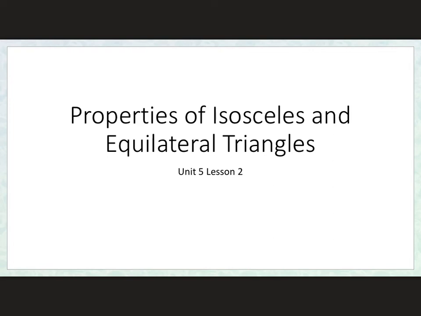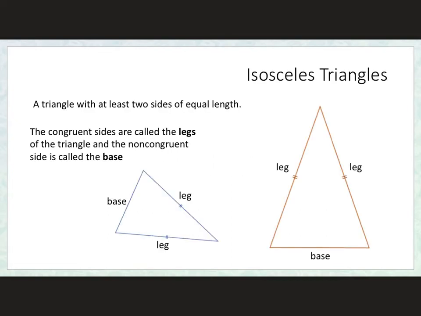In this video, we will be exploring the properties of isosceles and equilateral triangles. An isosceles triangle is a three-sided figure with at least two sides of equal length. The congruent sides of isosceles triangles are called the legs, and the non-congruent side is called the base.